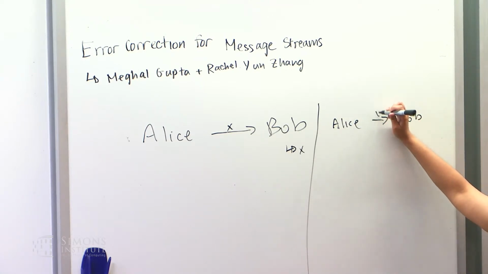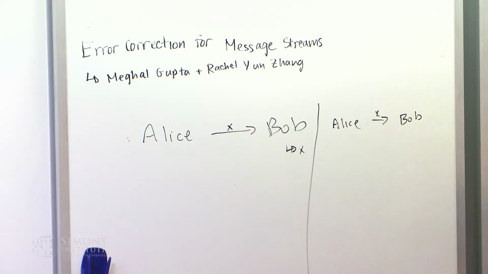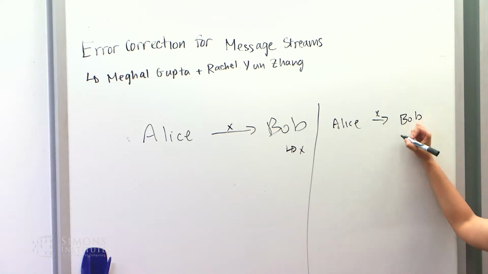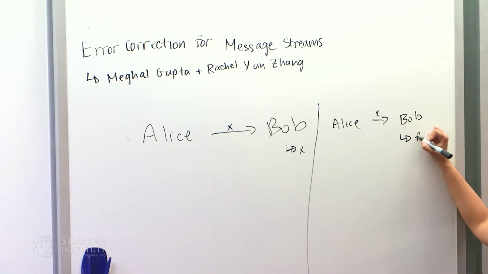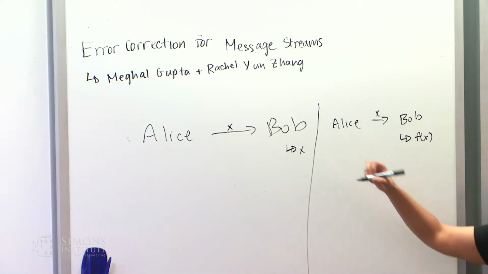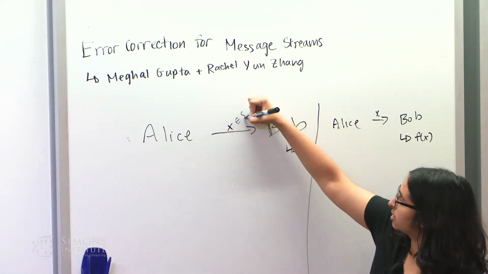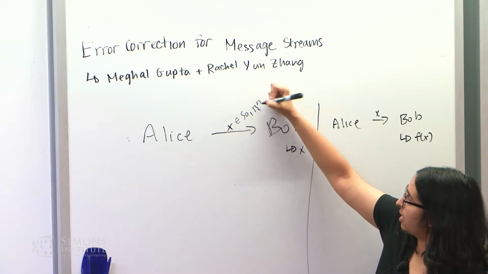Alice is still going to send a message X to Bob, but now instead of outputting all of X, because he doesn't have space to store all of X, he's just going to output some function f of X. And f of X is some function that can be computed, and the final output is in significantly less space than X. We'll say throughout the talk that X is in {0,1}^n.